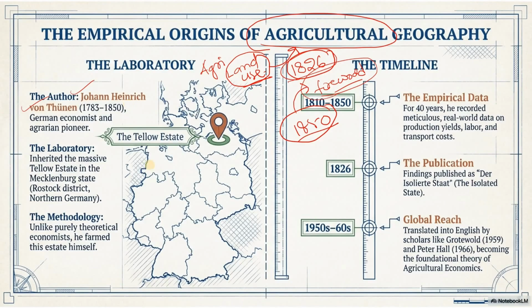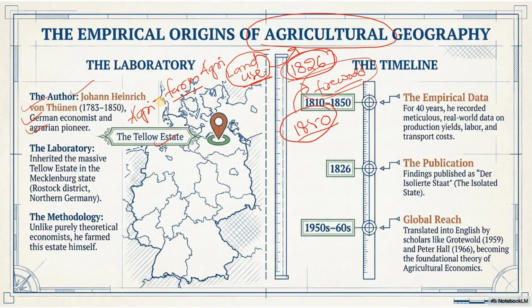Let's go to the second piece of information. Keep in mind that von Thünen was a German economist. He was also an agrarian pioneer and a geographer. He gave this theory on the basis of his personal experience of agriculture. He used to manage his estate, his agricultural estate. What is the meaning of agricultural estate? You can think of it as an agricultural farm.